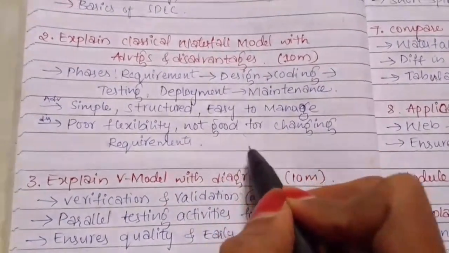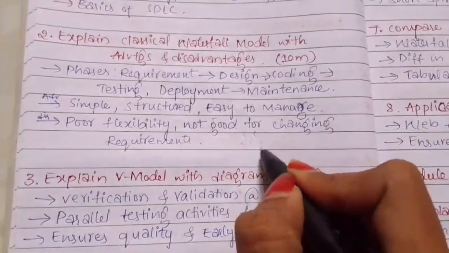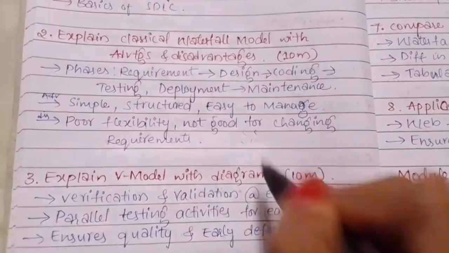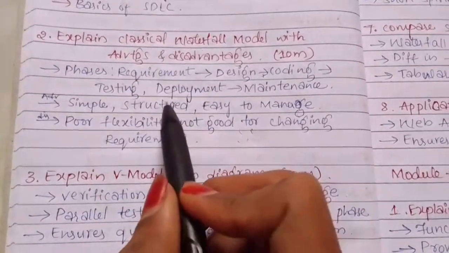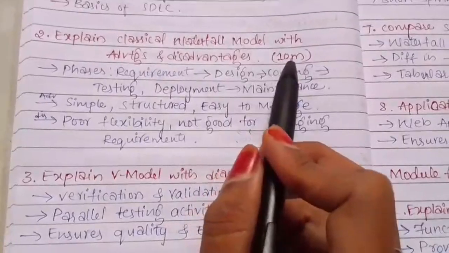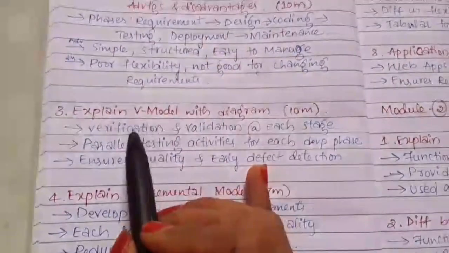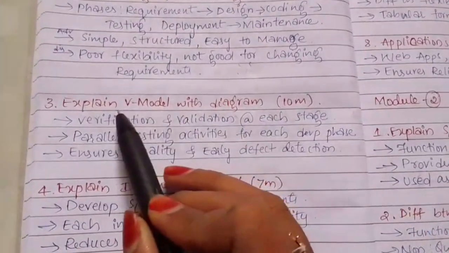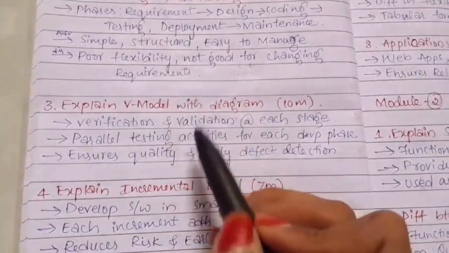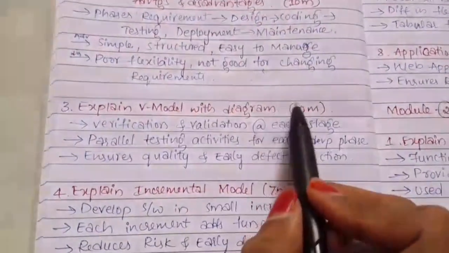You can see the waterfall will be like falling down. That's why it is called the waterfall model. And I have explained this question in a previous video. You can check it out to get the full marks for this question. And the third one is explain V model with the diagram. This is also very important. All the five models in first module are very important.